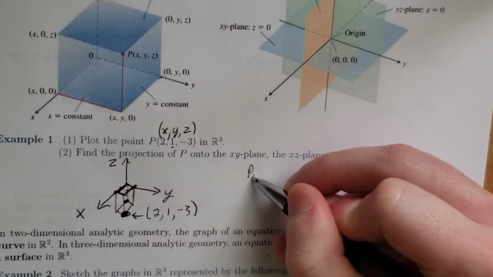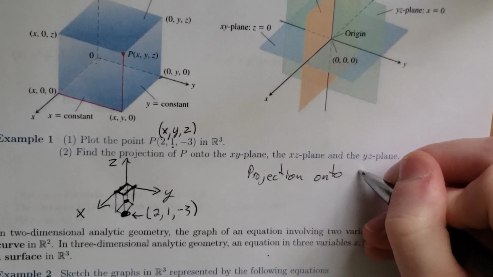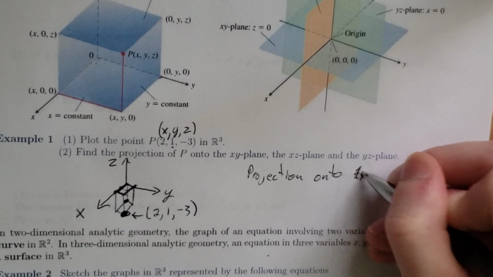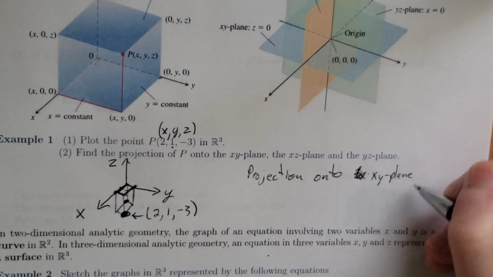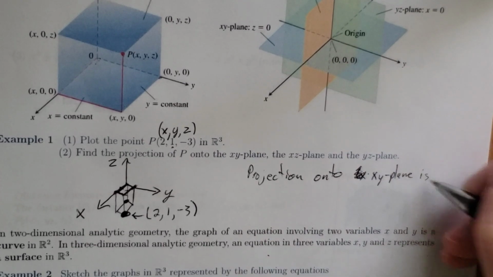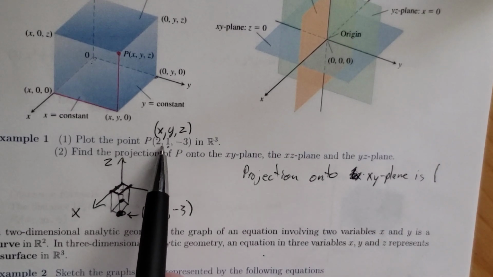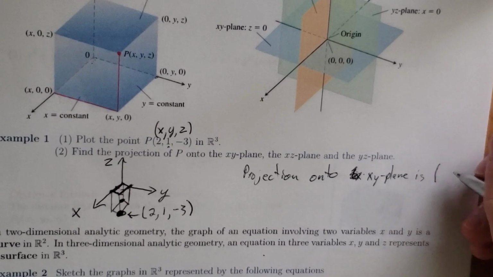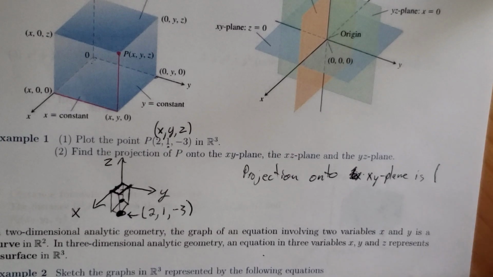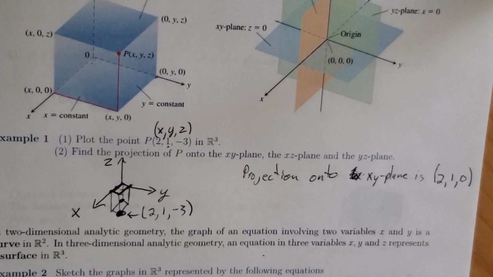Well, the projection onto the xy plane here is, and that point would be, well, it's this point, 2, 1, -3, except z is 0 here, right? Because our xy plane occurs when z equals 0. So this is just 2, 1, 0.